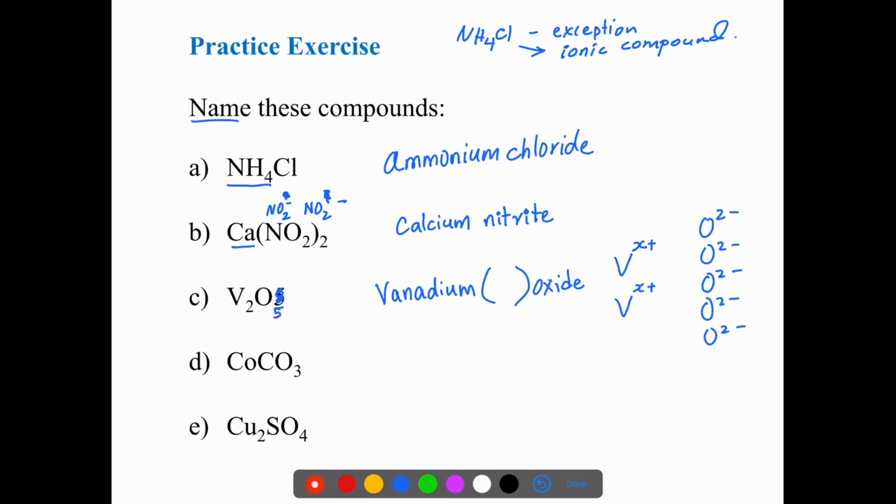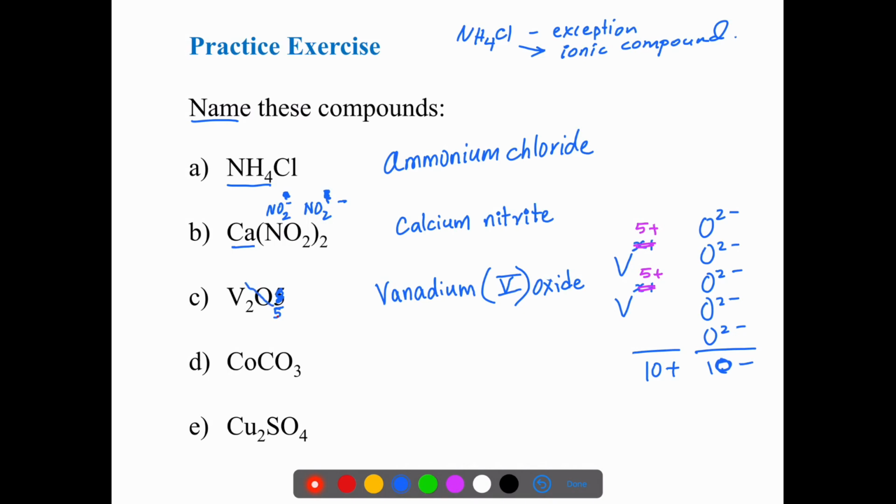So what is the charge on vanadium? You have a total of 5 times 2, that is 10 negative charges. So you should have 10 positive charges as well. That means on each vanadium, you should have a 5 plus. So you're dealing with vanadium with a 5 plus charge. Since vanadium has 5 plus charge in this compound, this is vanadium(V) oxide.